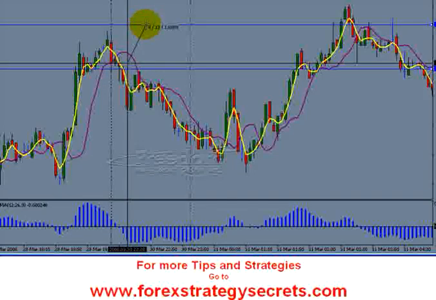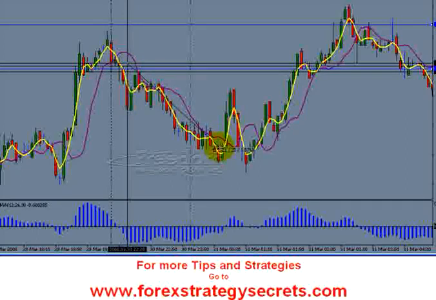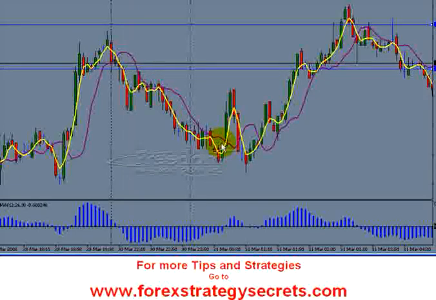So now we have a 13 pip stop loss, and it went down and came back up close to where we got in, but it still left us plenty of room to move, and so we were able to make about 28 pips on that trade. So that's one illustration. Let's move on to some other illustrations.